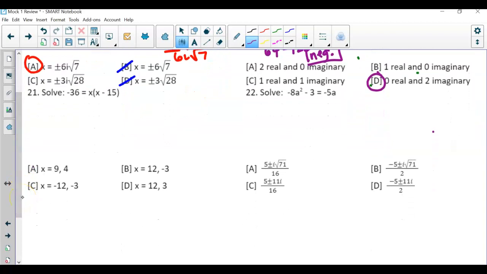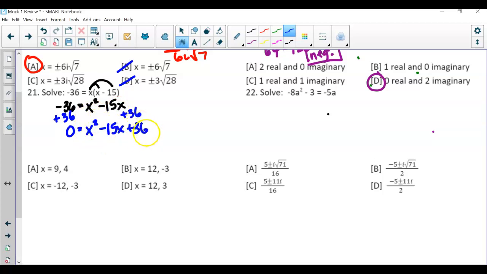So now question 21. I notice from my answer choices I'm going to end up solving by factoring, but I do notice that I have my x here that needs to be distributed. So I have negative 36 is equal to x squared, from x times x, minus 15x. Now we can solve, but again, we cannot solve until our quadratic is equal to 0. So now we need to add that 36 to both sides. Now, can I add the 36 to anything? No, there is nothing that are like terms. x squared minus 15x plus 36.